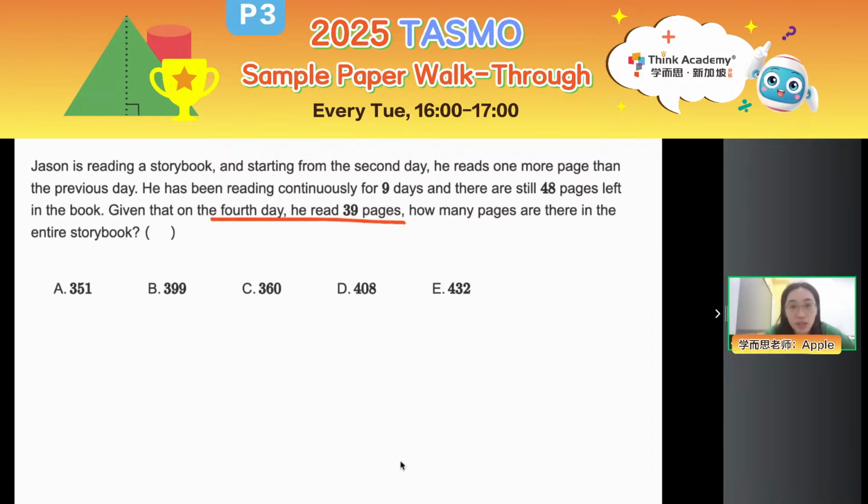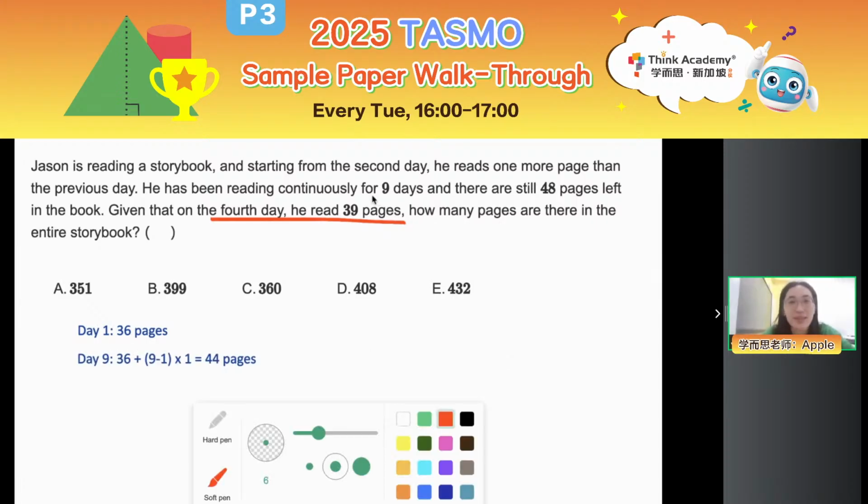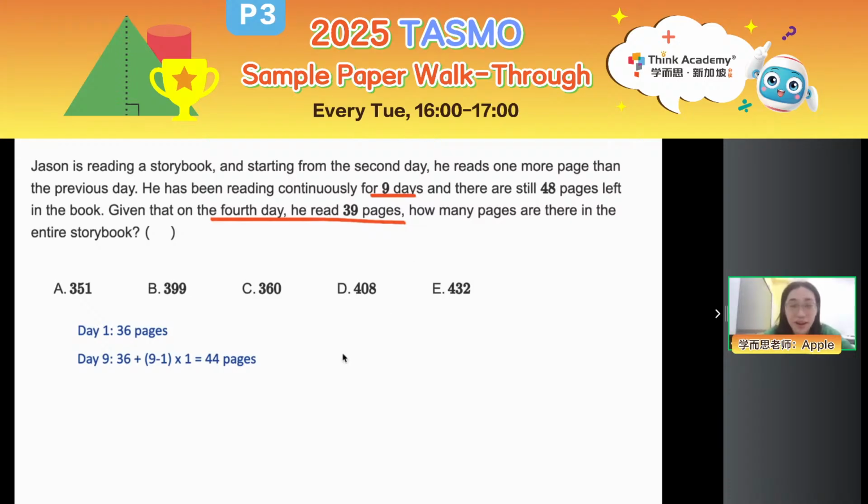Okay, so here everyone you see. 4th day, he could read 39 pages. Then what about the 1st day? Yeah, you just counting backwards, right? 4th day, 39. 3rd day, 38, 37, 36, correct, okay? So actually you see that day 1, 36 pages. And then what on day 9? Yeah, this is just an arithmetic progression, right?